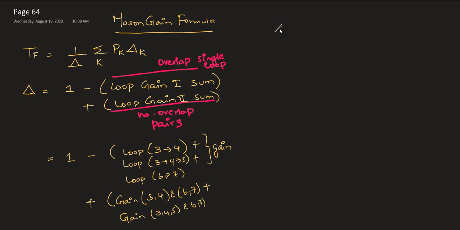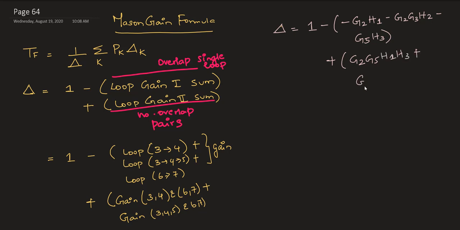So together this is going to be given as 1 minus. I'm just going to substitute the values that we have calculated till now, and that is going to give you your delta. Excellent. So now we have computed our pk and we have computed our delta.